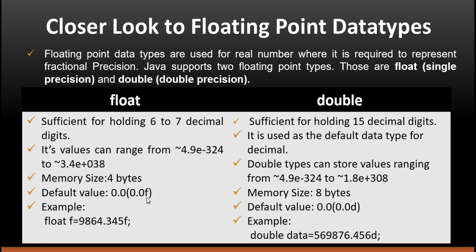For writing a float value, we suffix f with the value. Here is the example. I have declared variable f, and here is my data, and we have to suffix f whenever you are assigning a value to a float variable. Double occupies 8 bytes of memory, and the default value for double is 0.0, and you can omit d, or if you want you can suffix d also. The example for double is, I have taken one variable and then here I am suffixing d. It is optional. You can omit d from double, but you cannot omit f from float.